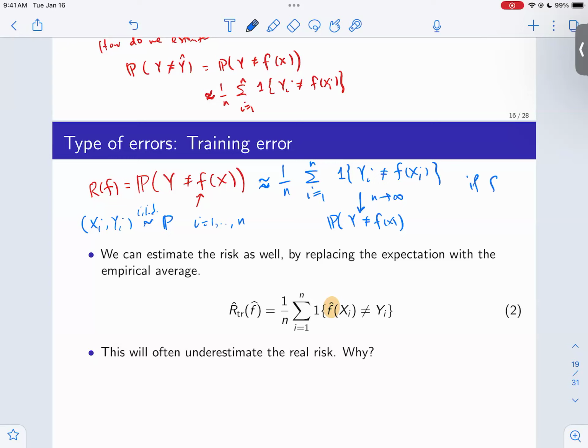If f is a fixed function, non-random. So the fact that that converges is a rigorous statement of the fact that the probability is really approximately these empirical averages. So that has a name, that convergence. Anyone knows what that is? So that average converges to the population.